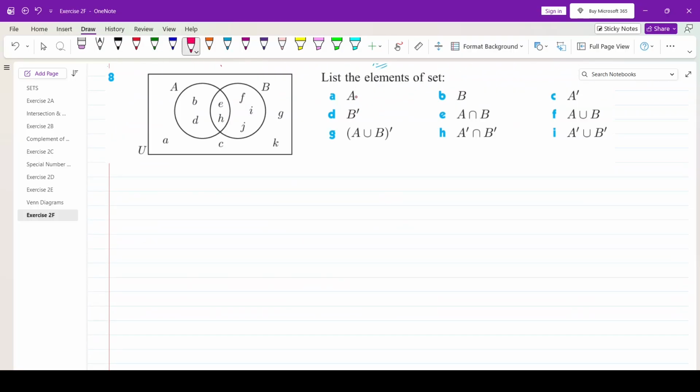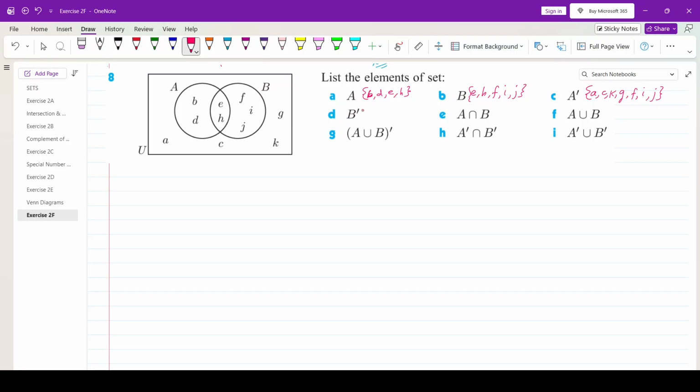Now list the elements of set A. So we know A contains B, D, E and H. Set B contains E, H, F, I and J. Now A prime is everything other than A. So A prime or A complement will be A, C, K, G, F, I and J.